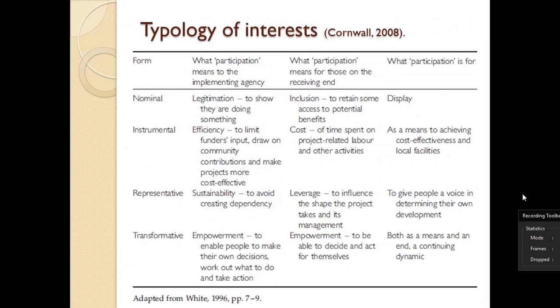Typologies based on interest, of course, based on representation, instrument, and so on. For instance, what participation means to the implementing agency, what participation means for those who are receiving the benefits, and what participation is for. Okay.